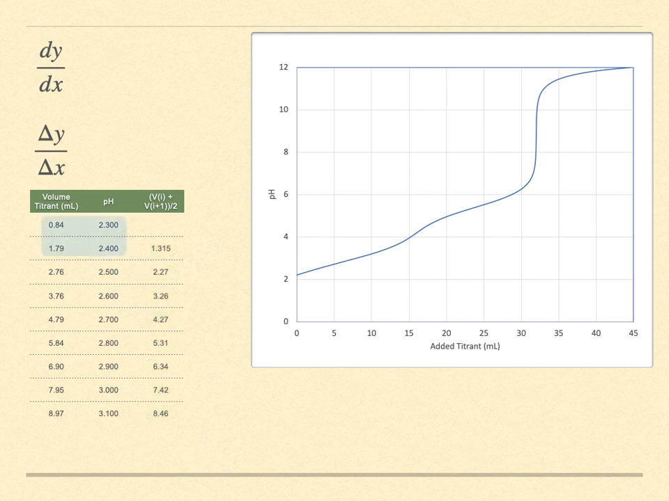Take the first two data points again. Take the difference in pH and divide it by the difference in volume. Be sure the delta pH is pH2 minus pH1 and delta V is V2 minus V1. Divide them and put the result beside the first midpoint volume. Continue down for all pairs. The first two columns form the graph of our titration data, and the next two columns will form a graph of the first derivative of our data against volume.